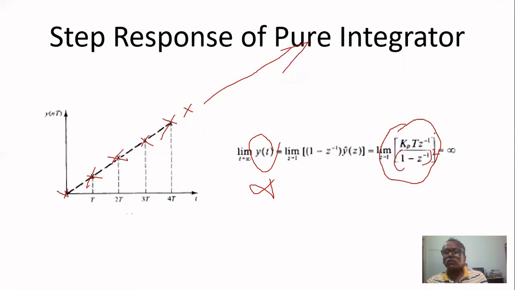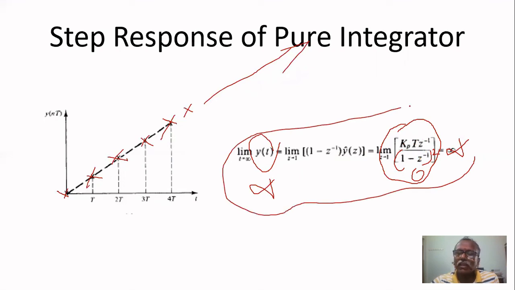Now substitute z equal to 1. This also becomes 1. This 1 means this becomes 0. So something divided by 0 is infinity. So we got the final value from the final value theorem, and the response also shows that it goes towards infinity.